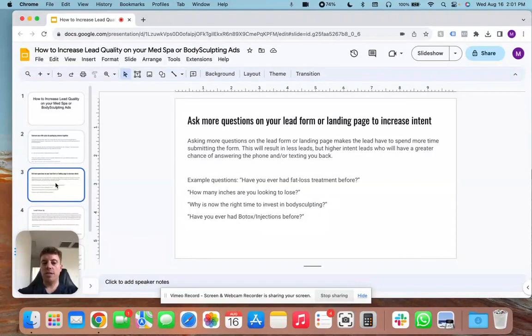Have you ever had Botox or injections before? You can ask, when was the last time you've done body sculpting, or when was the last time you've had Botox? Again, you're really just asking one or two custom questions on your lead form or your landing page just to get them to go through a little extra effort to fill it out and to become a lead. The more hoops they have to jump through to become a lead, the higher intent they're going to have.